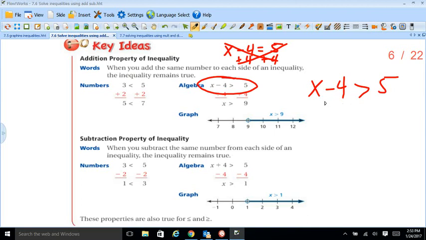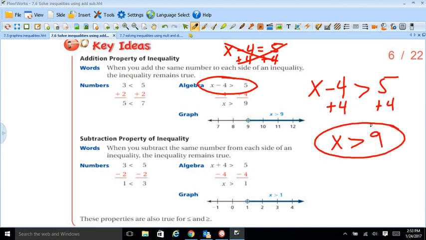So we still want to get the variable, x, by itself. So we need to add 4 to both sides. And when we do that, our result is x is greater than 9. And that is our inequality. And we learned the other day how to graph them. Where's your attention-seeker number? Well, 9. 9 is saying, here I am, here I am.